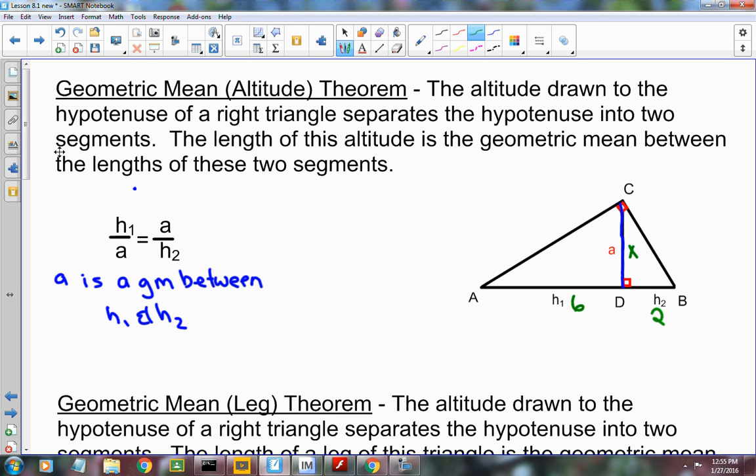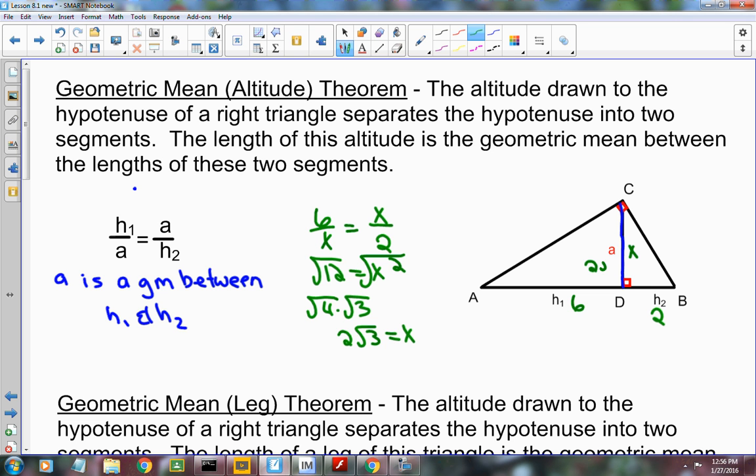How can I set my proportion up? 6 over x, Trevor. 6 over x as x is to 2. Now he said, does it matter because you do 2 is to x is x is to 6? No, that's fine. Just that the geometric means have to be opposite, diagonal with each other, okay? So we cross multiply and we get 12 equals x squared. And then we take the square root, and 12 breaks into the square root of 4 times the square root of 3, which is 2 radical 3. Okay, so that's one geometric mean.